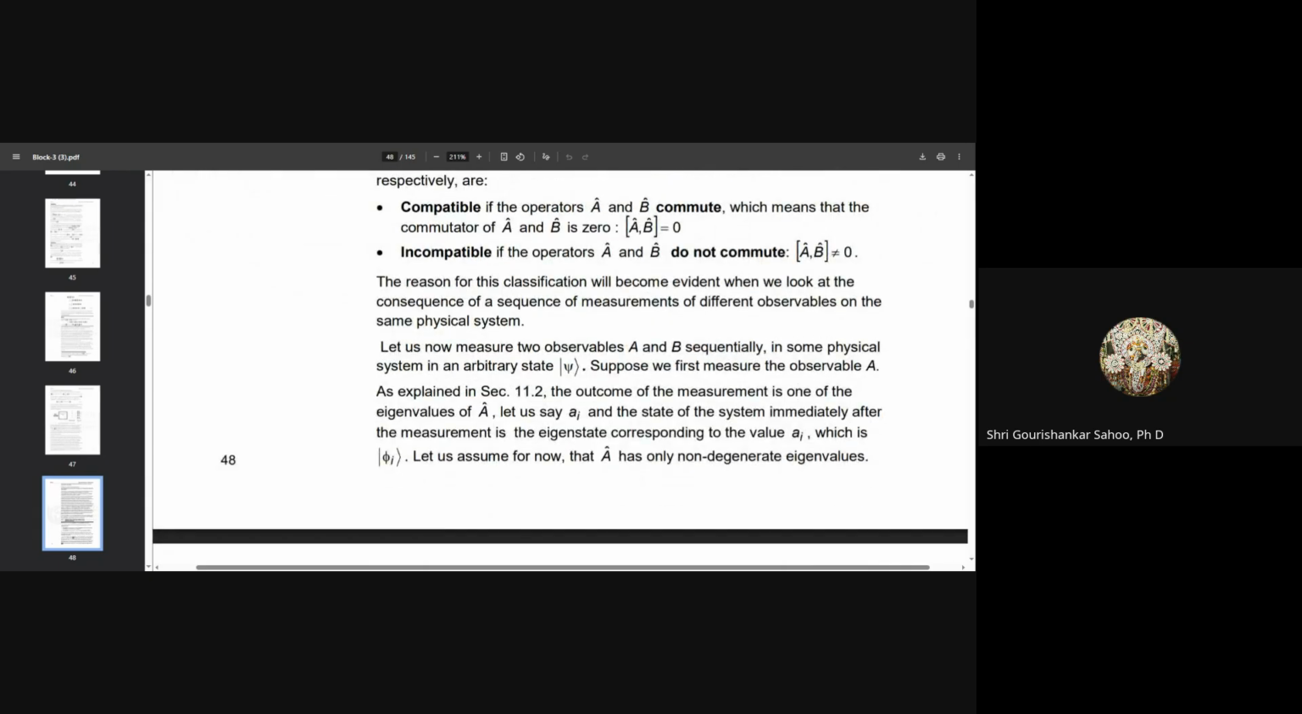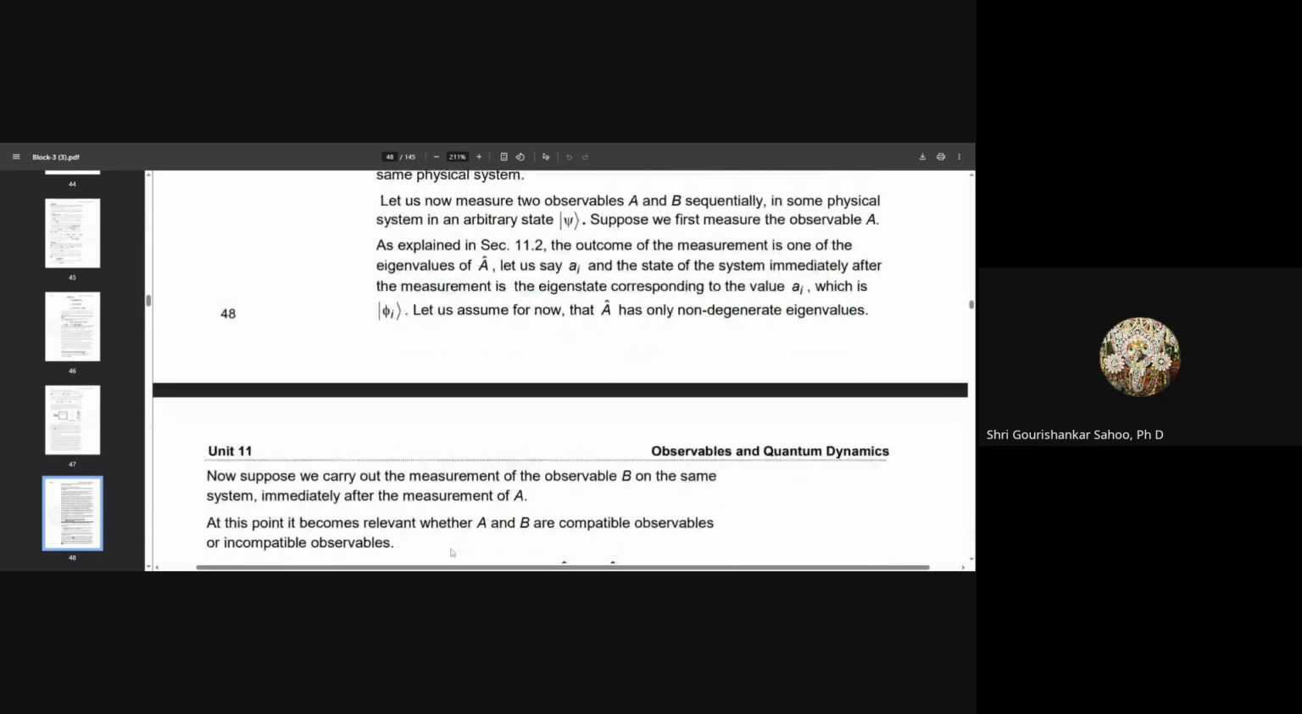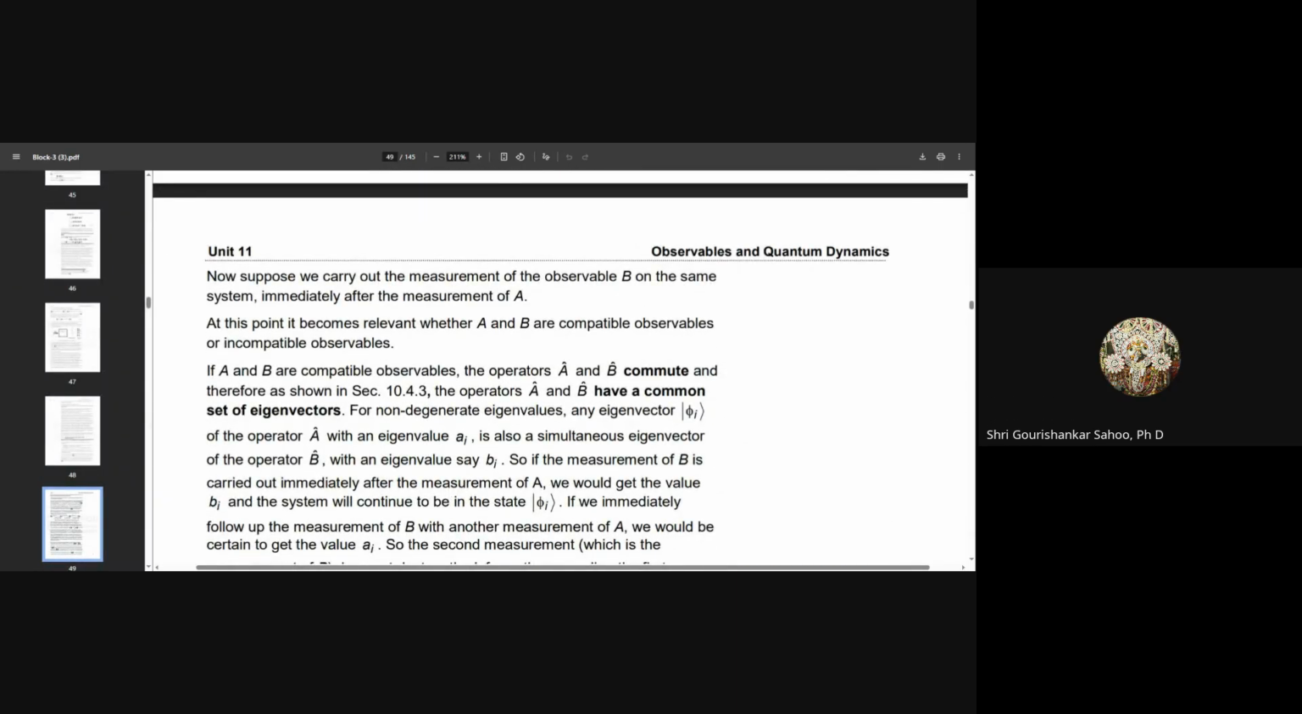So if we measure two observables, A and B, sequentially in some physical system in an arbitrary state psi, suppose we first measure the observable A. The outcome of the measurement is one of the eigenvalues of A cap, let us say small a_i, and the state of the system immediately after the measurement is the eigenstate corresponding to the value a_i, which is phi_i. So let us assume for now that A cap has only non-degenerate eigenvalues. Now suppose we carry out the measurement of the observable capital B on the same system immediately after the measurement of capital A. At this point, it becomes relevant whether A and B are compatible or incompatible observables.